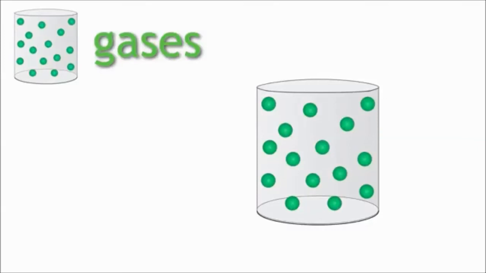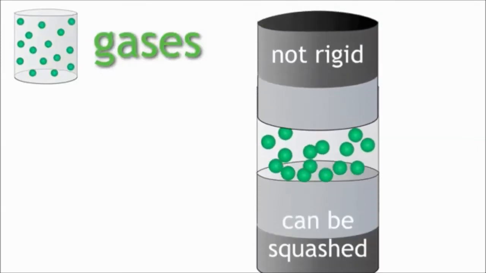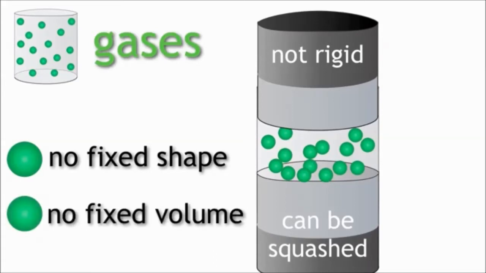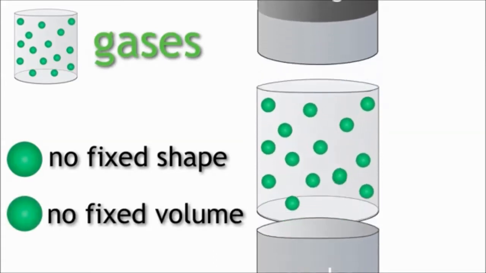As a result, gases are not rigid and can be squashed or compressed. They do not have a fixed shape nor fixed volume. They fill the whole space they are in.